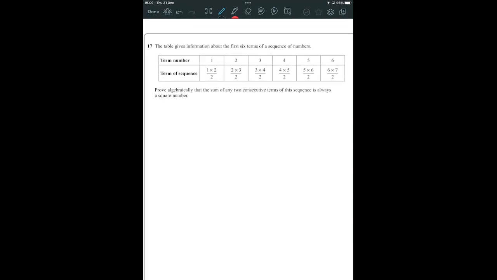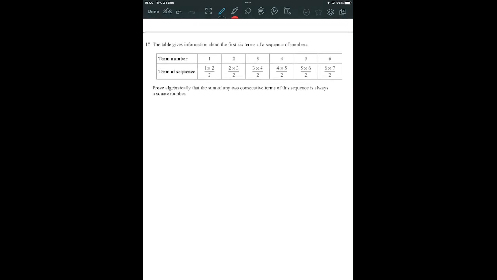Question 17. We give information about the first 6 terms of a sequence. Prove algebraically that the sum of any 2 consecutive terms is always a square number. This looks like quite a challenging question. And if you are ahead of the game, you might notice these as the triangle numbers.